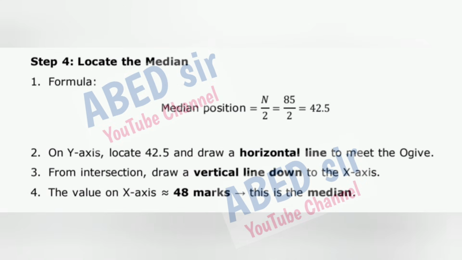Step 4. Locate the median. Formula: median position is equal to N/2, which is 85/2, equal to 42.5. On the y-axis, locate 42.5 and draw a horizontal line to meet the ogive. From the intersection, draw a vertical line down to the x-axis. The value on the x-axis, 48 marks, is the median.